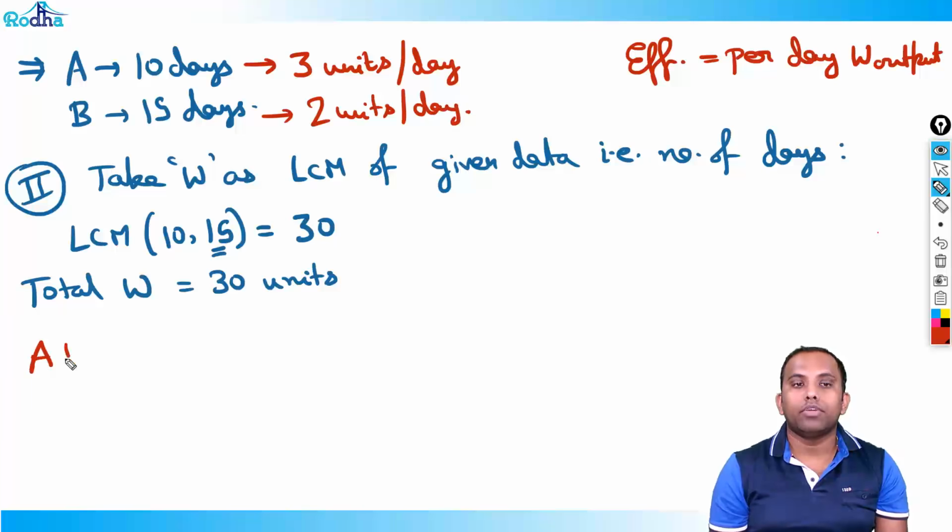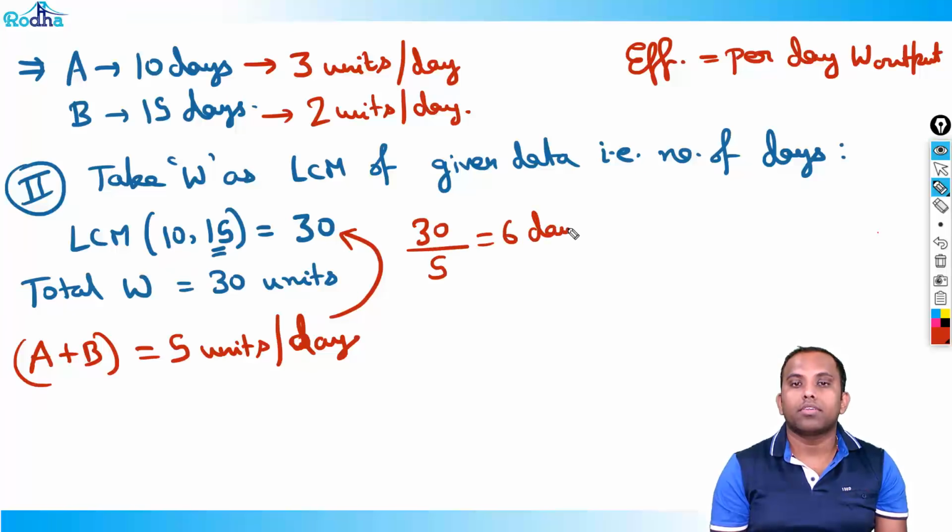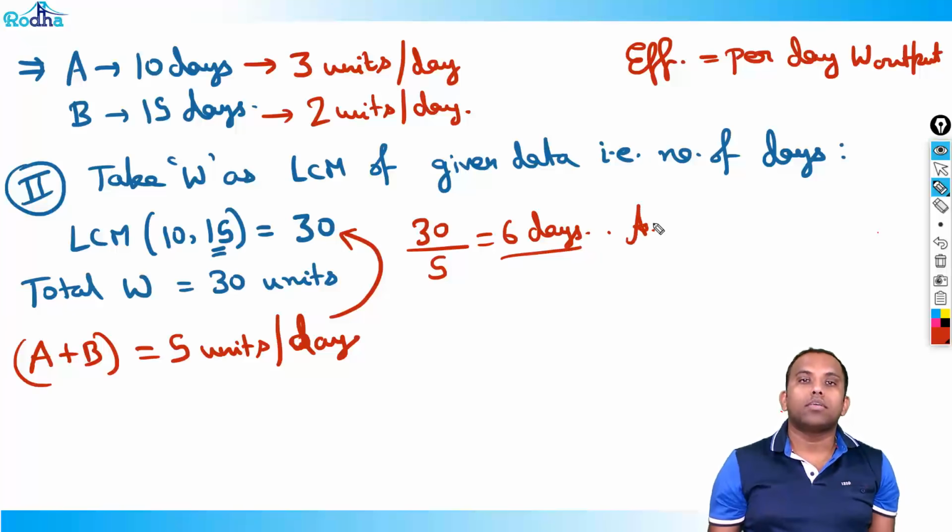What is A plus B efficiency? If A and B are together, they'll work at the rate of 5 units per day. What is the total work? Total work is 30. If they're working at the rate of 5 units per day, in how many days will the total work be finished? 30 by 5, that is 6 days. 6 days is the answer, and we got this in method 1 also.